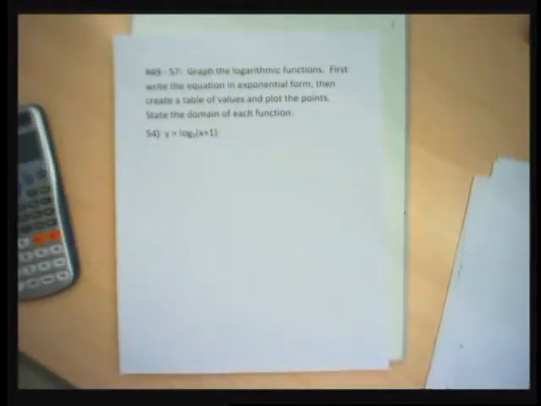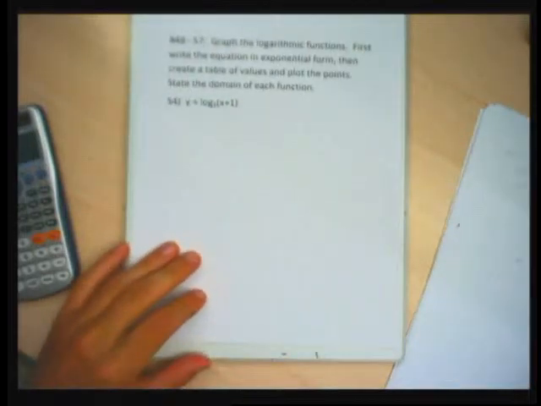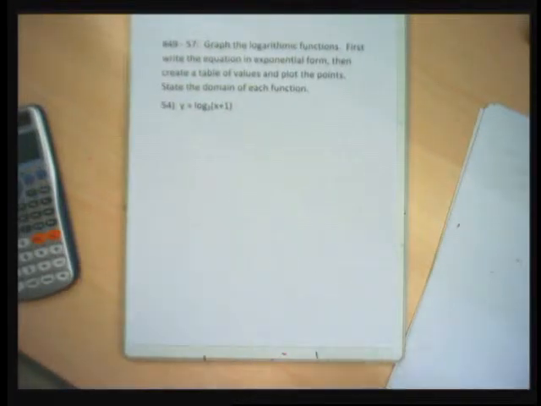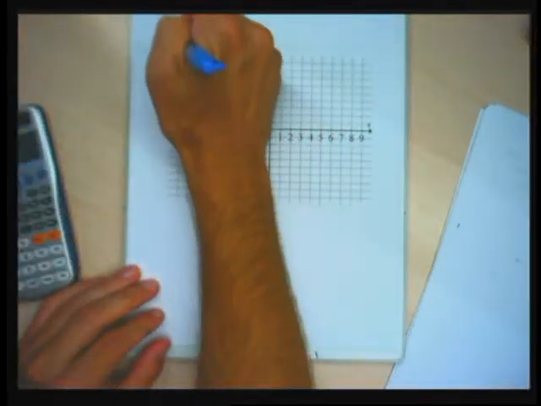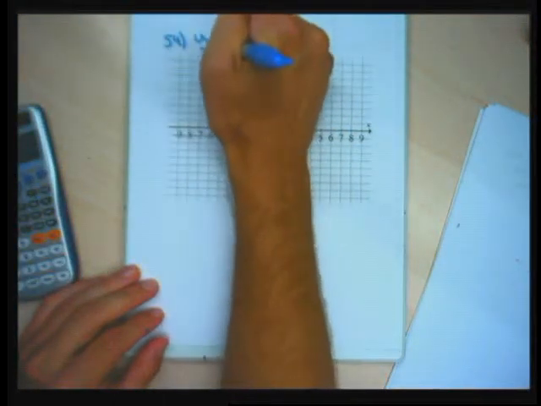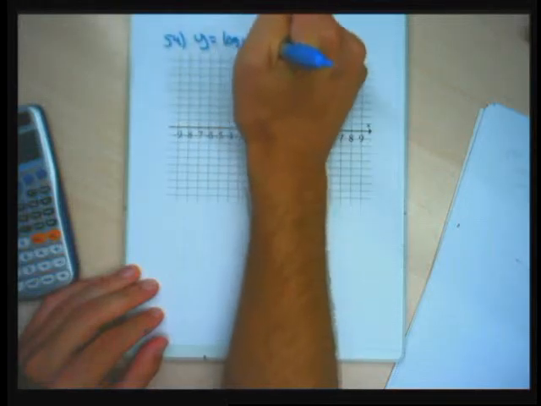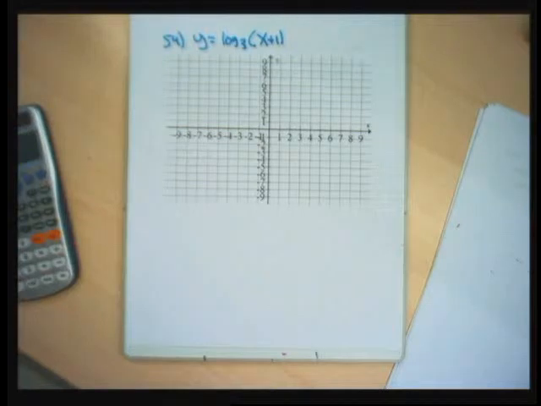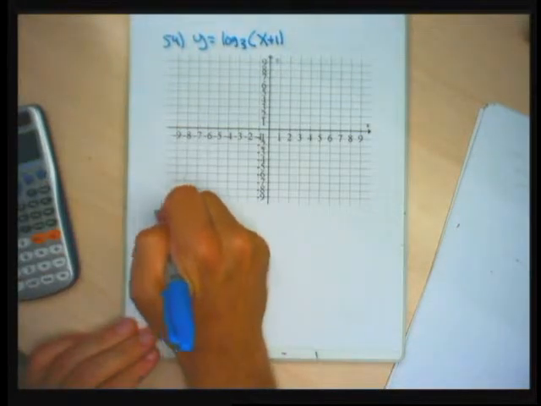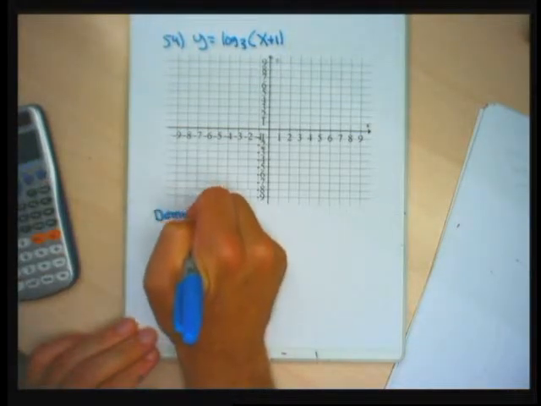54 wants me to graph y equals the log base 3 of x plus 1. So again, I'll pull out some graph paper just as easier for me. So 54, y equals the log base 3 of x plus 1. All logarithm graphs, the first thing I do is find the domain. And that's going to tell me where the graph exists and doesn't exist.